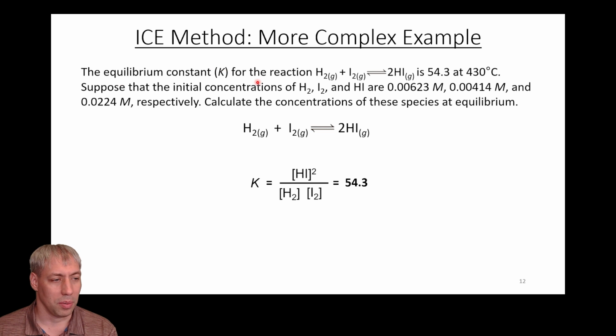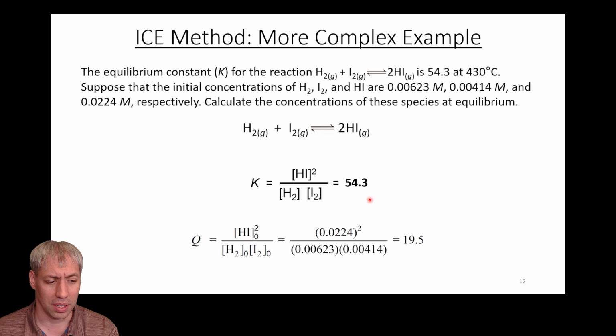It gives us an equilibrium constant in this particular calculation. The equilibrium constant K for the reaction is 54.3. Okay, so we know the number 54.3. That's where it wants to go. It wants to get to that equilibrium condition. And so the question is, is it at equilibrium?